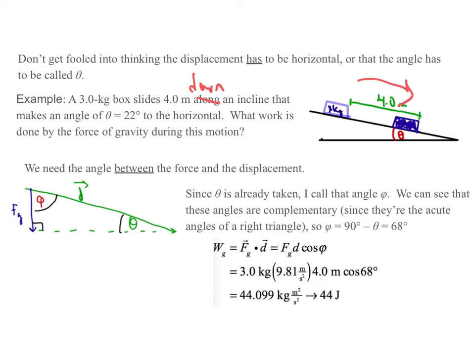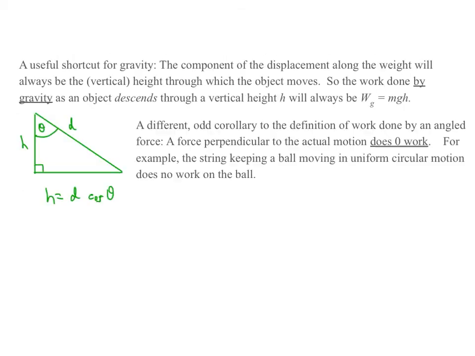We go over to the side here and say, if this is the displacement and this is F, then this is the angle between them. So we want F_G d cosine phi, right? We call it phi because theta is already used. We see that phi and theta are complementary, so phi is 90 minus theta. In this problem, it would be 68 degrees since theta was given as 22. And the work done is F_G dot d, or F_G d cos phi, which turns out to be 44 joules.